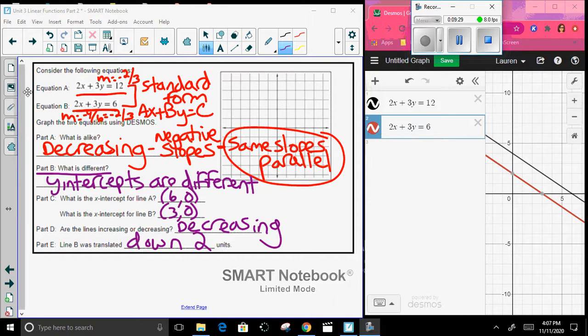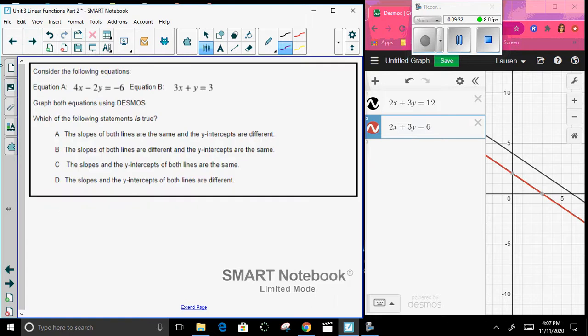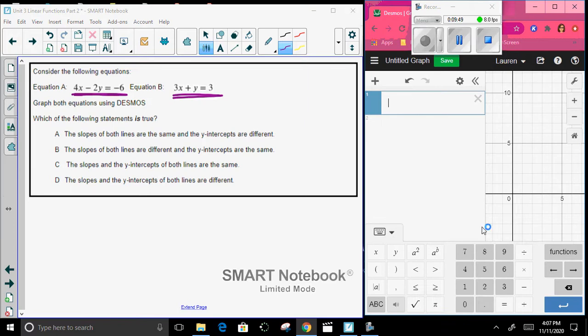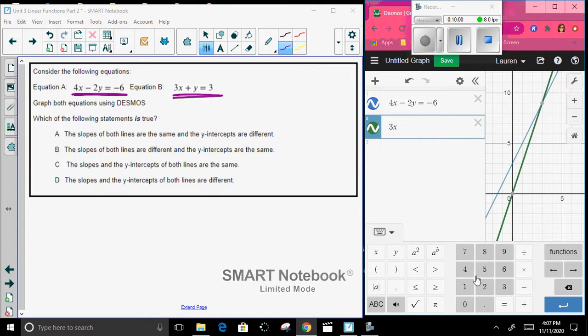All right, let's move right along to the very next question. So considering the following equations, I got equation A and equation B. And again, what form are both of those in? They are both in standard form. Okay, so it says graph them both using Desmos. So let's go to our Desmos. Let's put them in. All right, so 4x minus 2y equals negative 6, and then 3x plus y equals 3. All right, so I got my green line and my blue line.